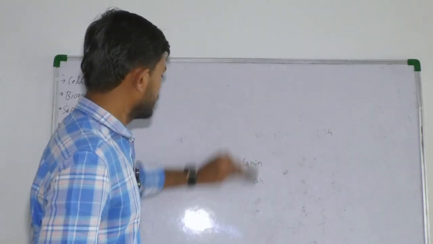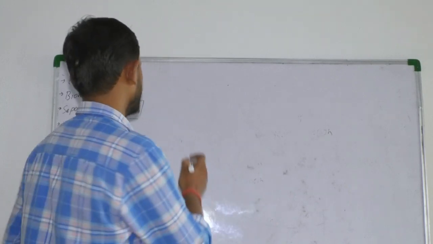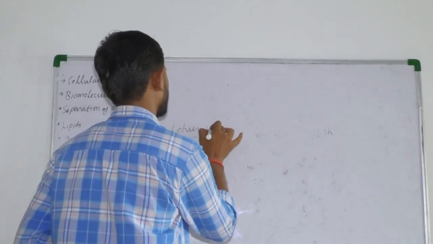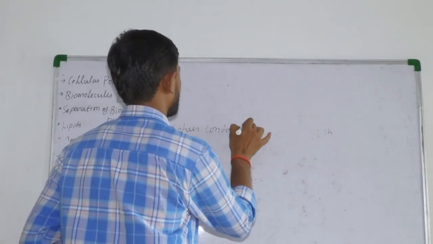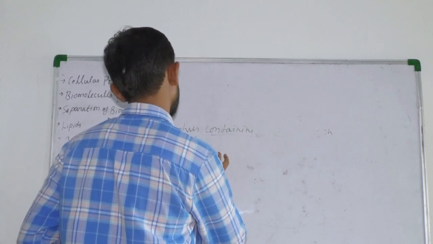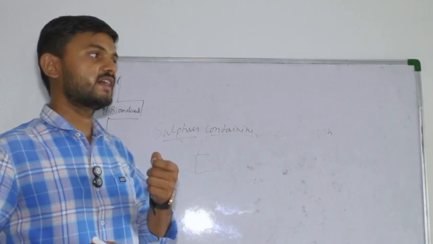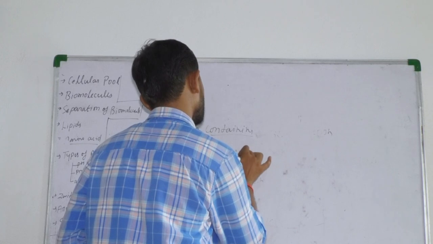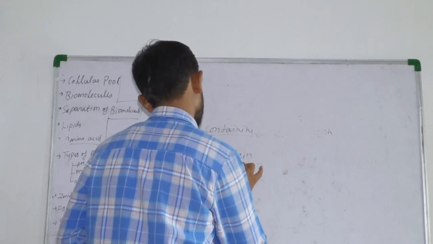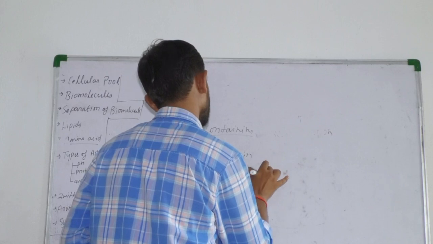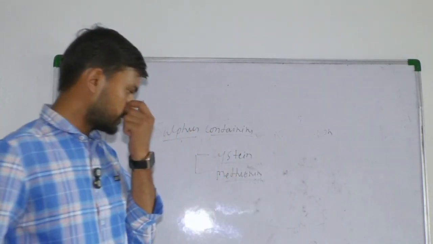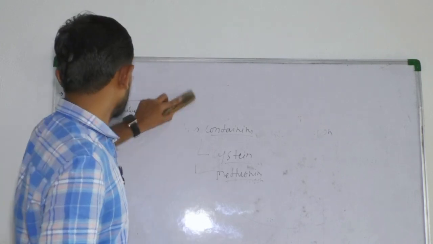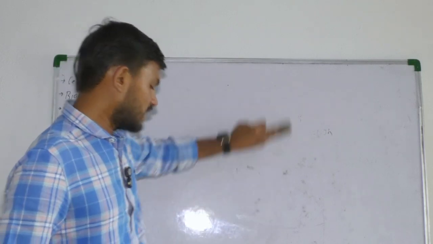Okay, now we know about the sulfur containing amino acid. There are two important sulfur containing amino acid that are given in the NCERT book. The first one is cysteine and the second one is methionine. So these are the sulfur containing amino acid. So this is all about the biomolecule and amino acid.